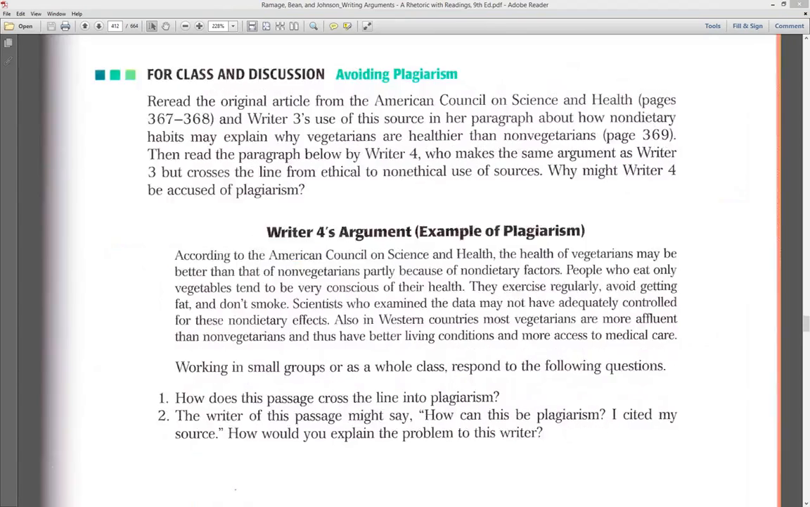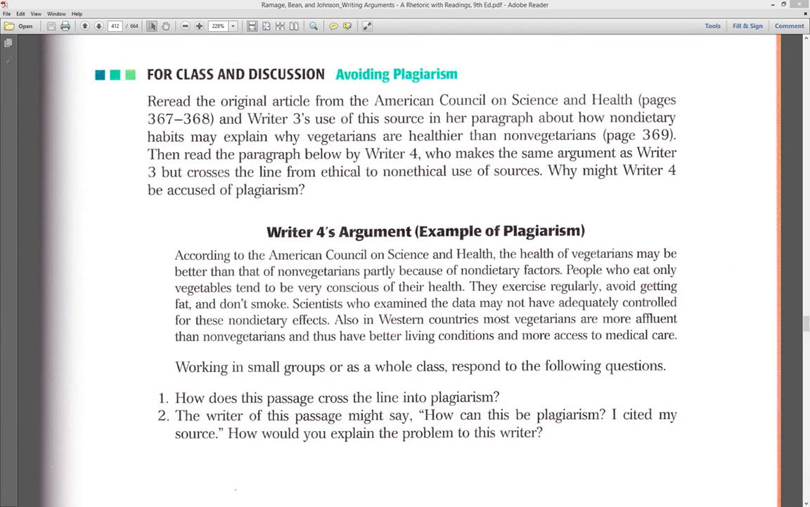If we look on pages 381 and 382, we have a fourth example of a writer who has used the same source. This writer, we are told, has plagiarized the original source. And the questions that follow ask us to look at how the writer has done that. So what's wrong with this passage?